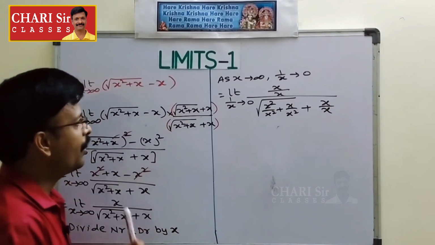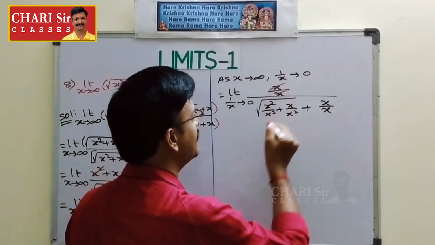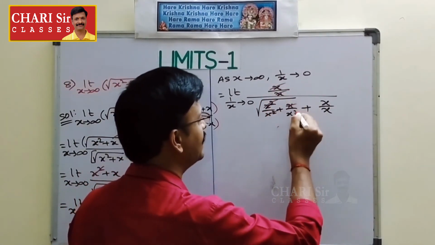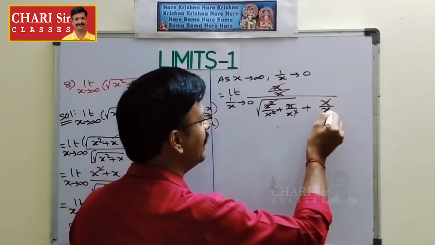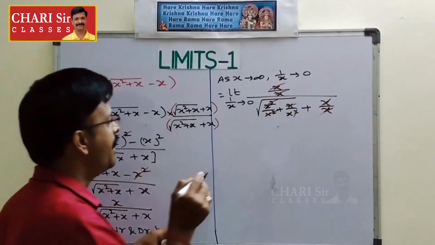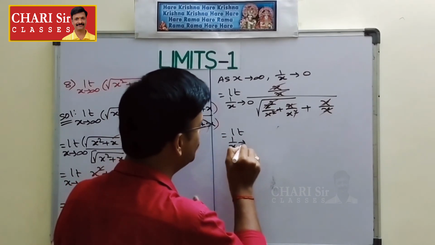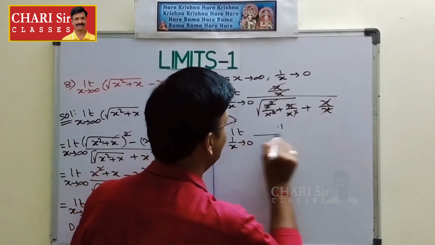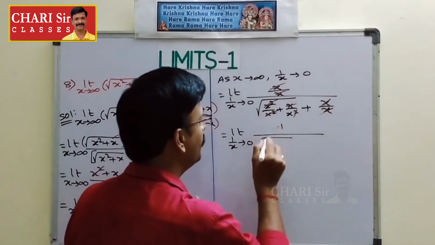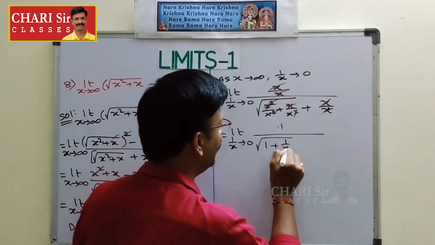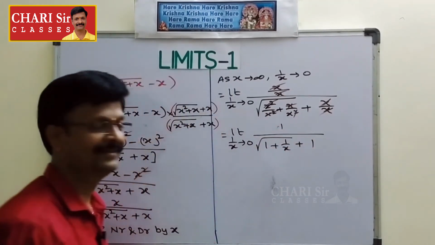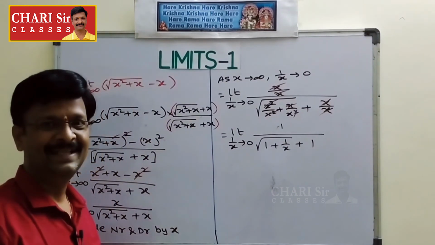Like this. So now anything gets cancelled? Yes, x and x gets cancelled. X square cancel. X and this square will get cancelled. X and x you can cancel. Now limit 1 by x tends to 0. So this becomes 1 by root of 1 plus 1 by x plus 1. Now you can apply the limit.